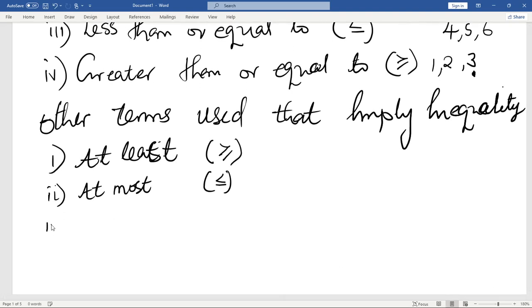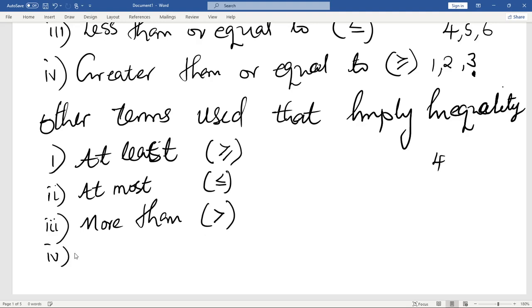Then there's also more than. If we say, for example, more than 4, we're talking about numbers that are greater than 4, going this side. So the symbol that we use here is just a greater than symbol. Then the other one we've talked about already, that's less than. For less than, if we use the same number and say less than 4, we're simply talking about numbers that are less than 4, which is 3, 2, 1, and so on and so forth.